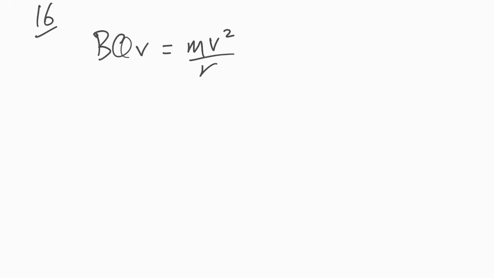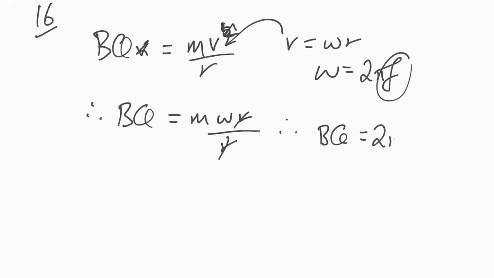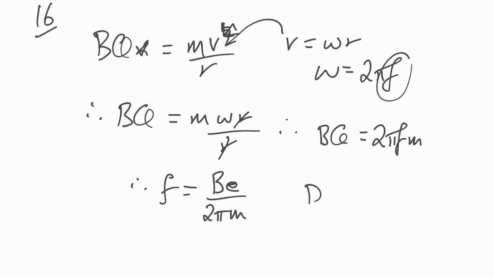So I'm going to say mv squared over R, and one of the V's cancels, fine. And we know that V is equal to omega R. And so therefore, popping that into here, we end up with BQ equals m omega R over R. R's cancel, and we know omega is equal to 2 pi f, and ultimately that's what we're looking for, like we said. So BQ is equal to 2 pi fm, moving everything else to the other side. And of course, we are talking about an electron, so it should be BE instead of BQ in this case. So f is equal to BE over 2 pi m. There we go. So our answer is D.